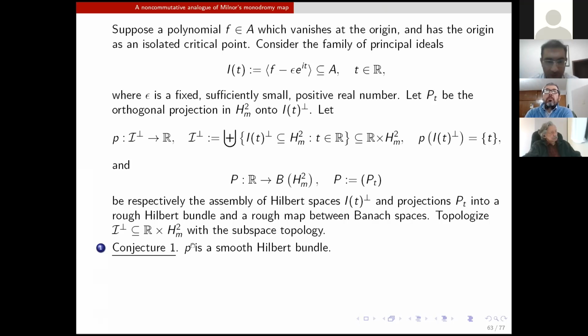Okay, my first conjecture, based on the computation that we have made, so let me see how much time, okay, 15 minutes. Our first conjecture based on the computations that we have done is that P is a smooth Hilbert bundle. So it's a collection of Hilbert modules I_t, and it varies smoothly with respect to t. We have checked this conjecture for all Bereskin polynomials.